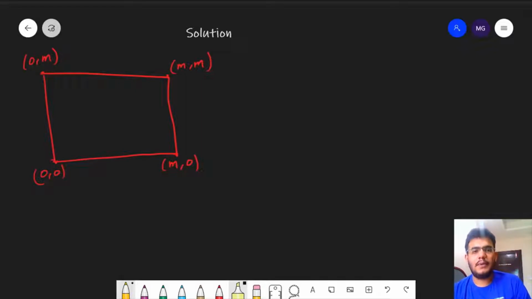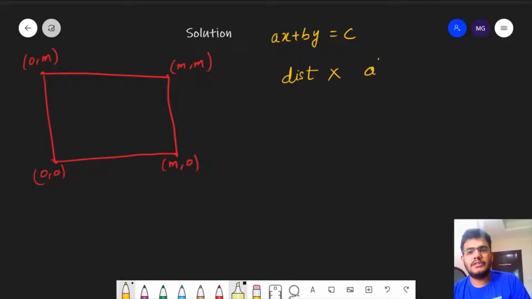Now suppose that you have applied a query of the first type. So you will give A, B and C, and then the grader will return the ID of that particular jump which has the minimum distance from this particular line, which is AX plus BY is equal to C, and also the minimum distance. Now if you have seen the question properly, it will not give the distance directly. We will have a term which is distance multiplied by the square root of a square plus b square. These a and b are the same as the a and b which we give in the query.